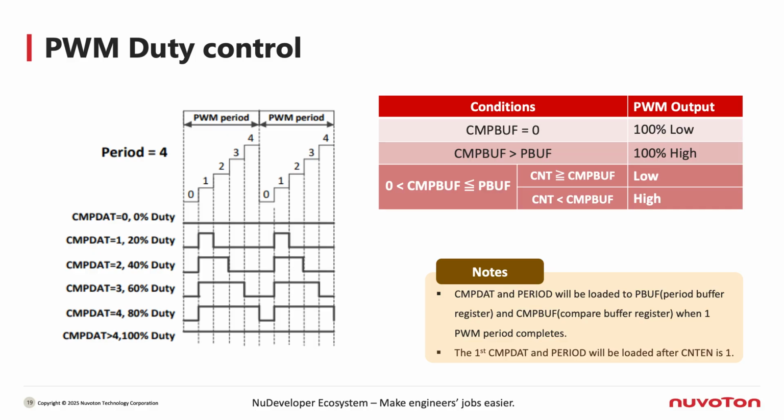The CMPBUF and PBUF registers are part of the double buffer mechanism mentioned earlier. When you change the compare or period values, the updates are loaded into the buffer after one PWM period completes. The first set of compare and period values is loaded into the buffer registers when the counter starts.